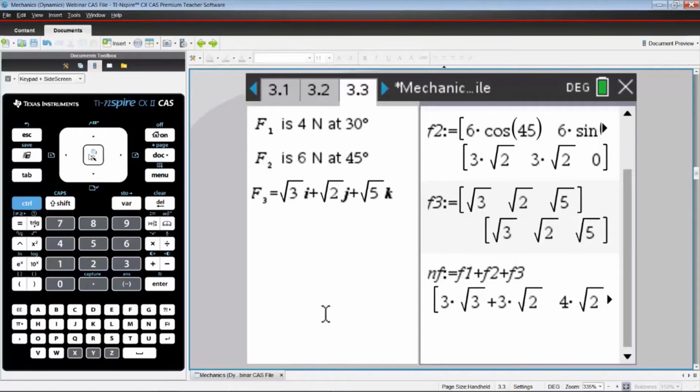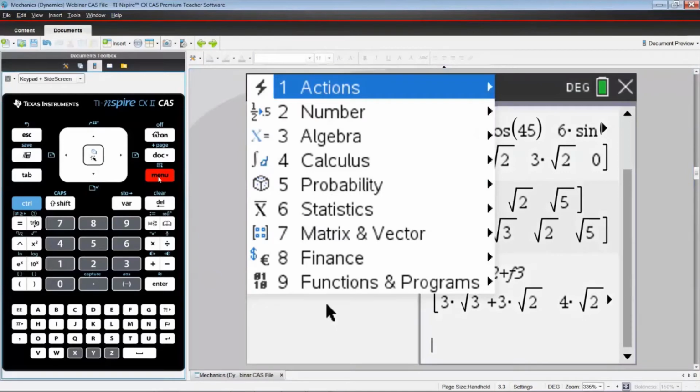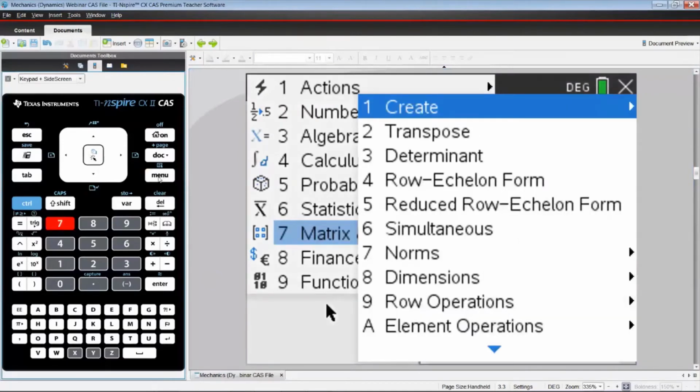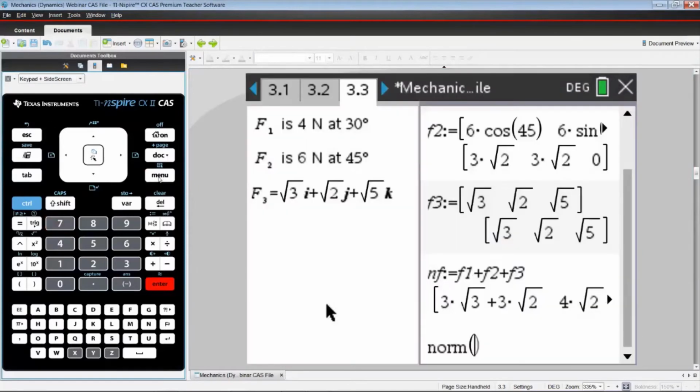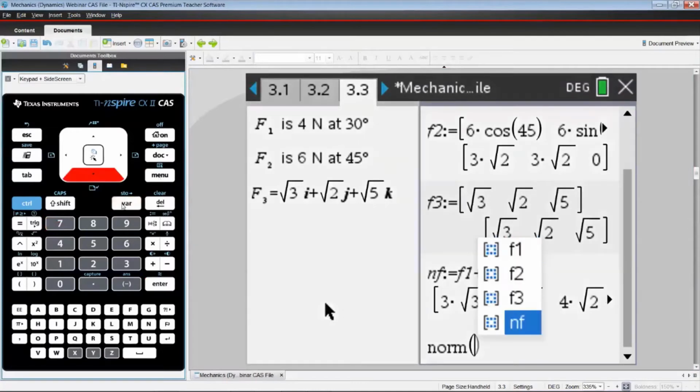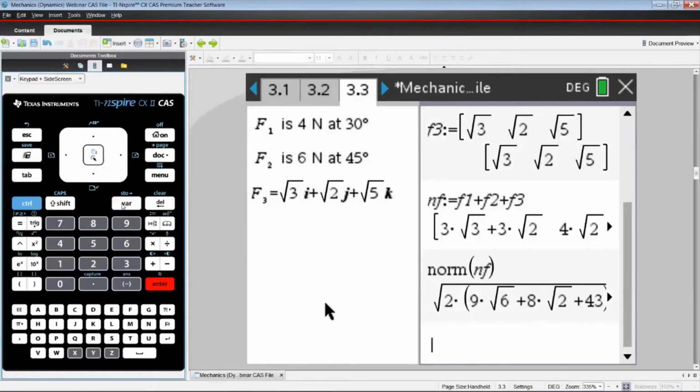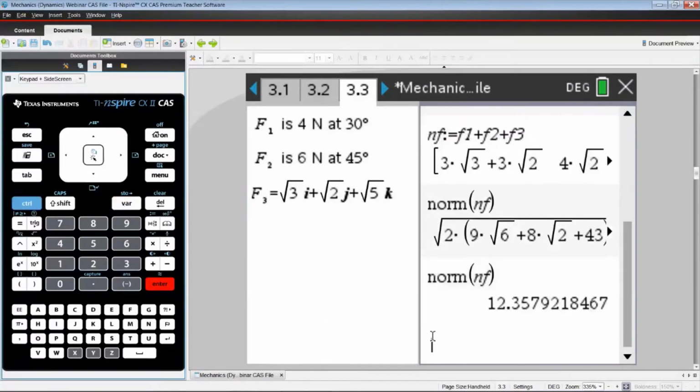the net force. So the way we're going to do that is we're going to press menu, 7 for matrix and vector, and then 7 for norm. The reason behind that is norm represents magnitude. So menu 7 7 1 gives us norm, and then we just go to var for variables, and then go to NF for net force. I hit enter, and I get the exact form. I can press Control Enter, and that gives me the answer in decimal form.